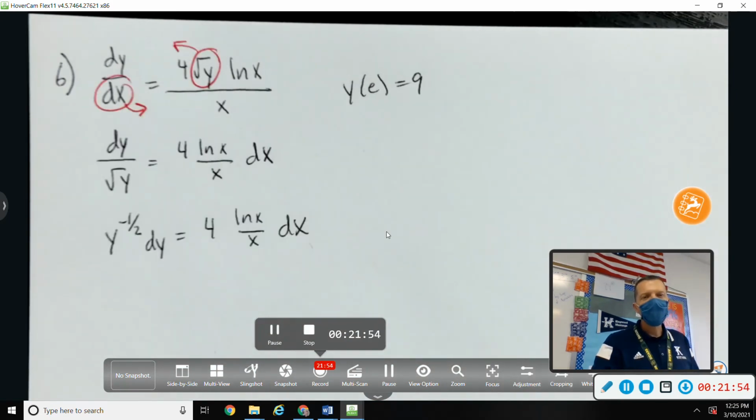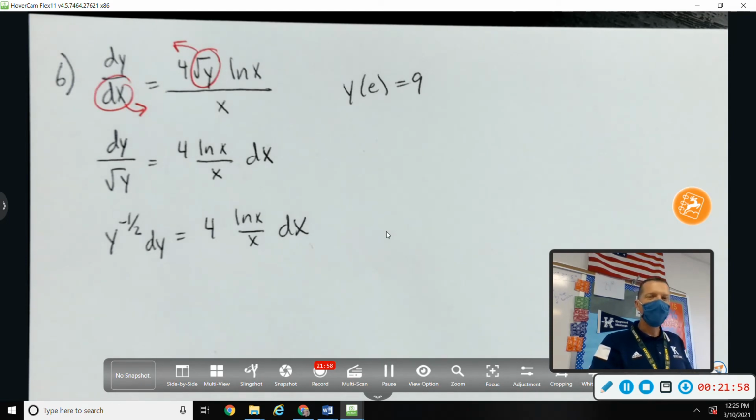All right, so there's your separation of variables to get all the y stuff together and all the x stuff together. Power rule over here on the left. Over here on the right, u substitution, because if you pick the right u, du shows up. So give that a try, and then we'll go over some more of it.